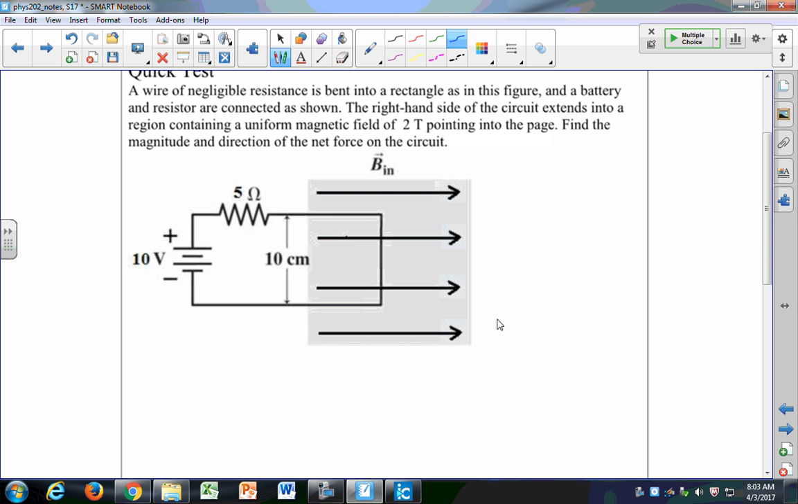But let's say that I have a circuit here. It puts a current through this wire over here, and I want to know now what is the force that acts on that wire. What is the force acting on that wire? First thing you want to do is find the current, and then you want to calculate the force acting on the wire.